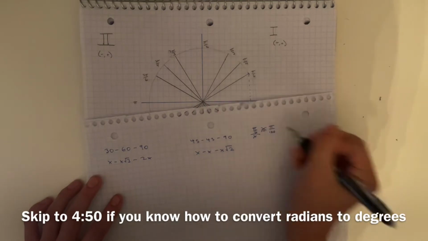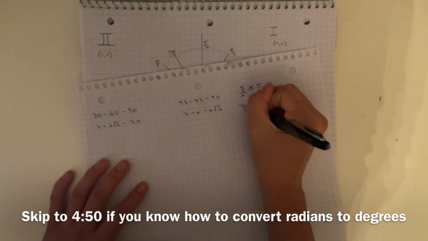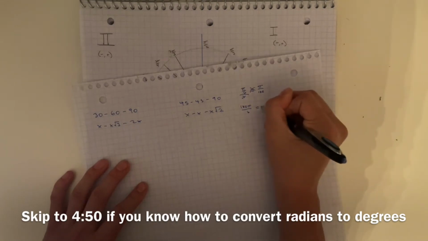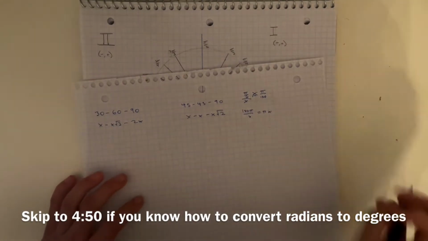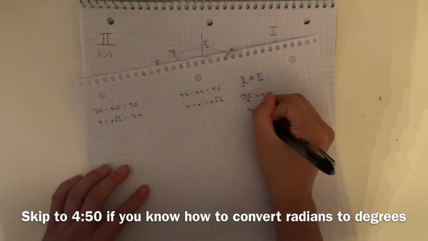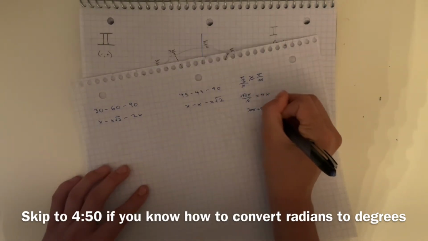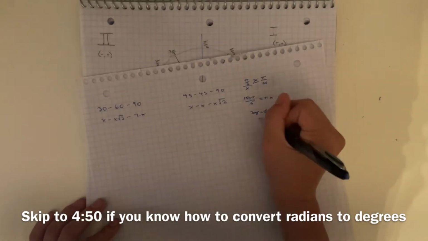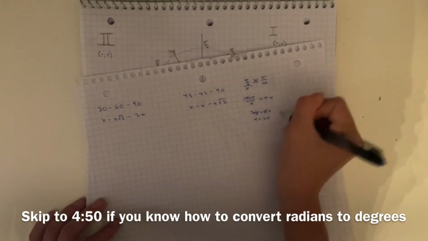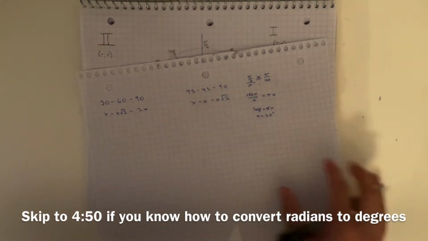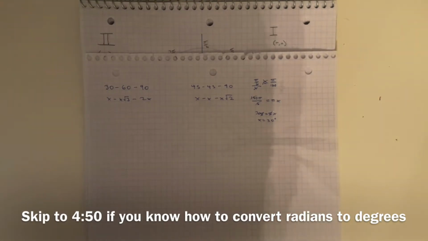So let's just cross multiply. So we have 180 pi over 6 equals pi x. Next, we're just going to simplify here. We have 30 pi equals pi x. Again, divide the pi's. We have x equals 30 degrees. So now you've successfully converted your radian measurement to a degree measurement.